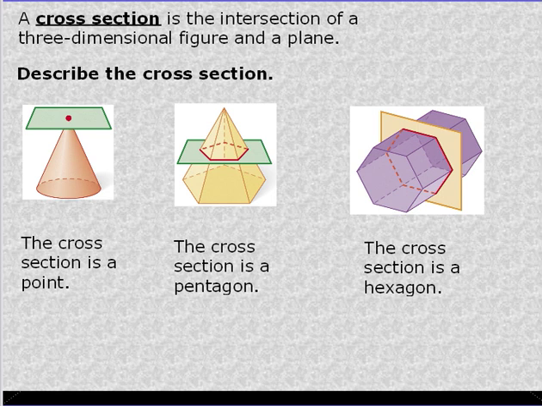So a cross section is the intersection of a three-dimensional figure and a plane. So you're taking just a slice of that. So here we have a cone. If we take our cross section going horizontally, what's going to come out is going to be a point. Or as we move down, it would be a circle.